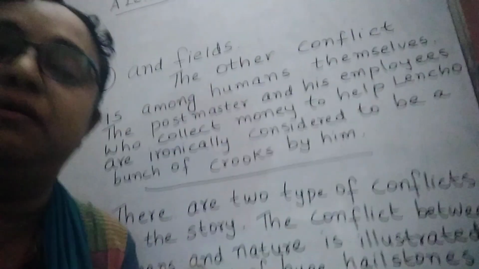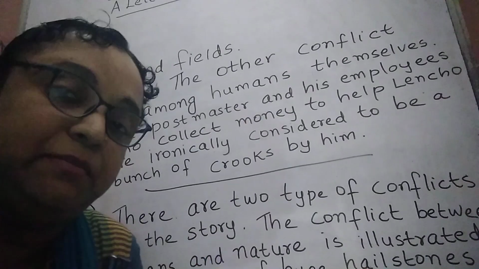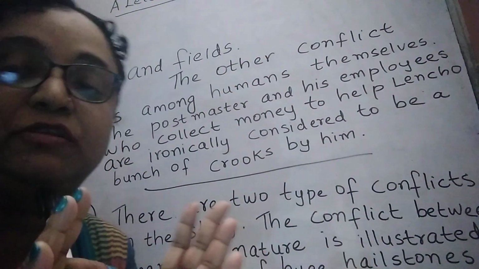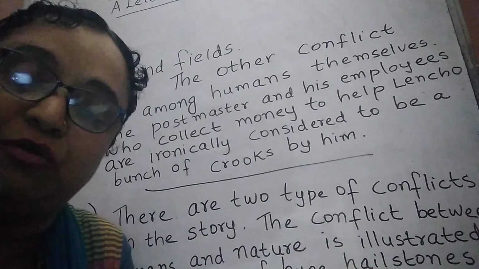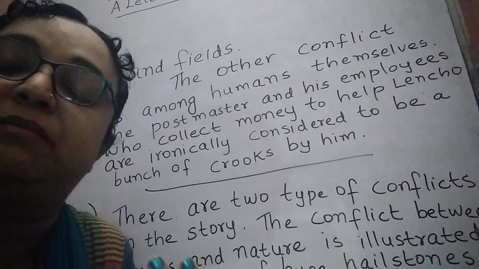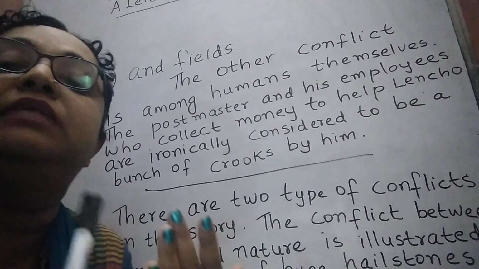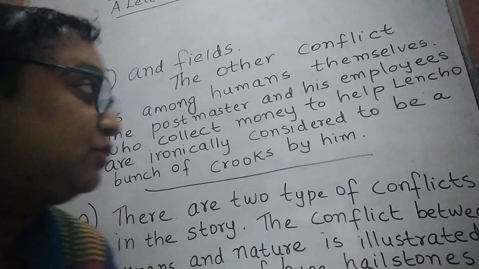That is, here we know that the postmaster and his employees are the people who send money to Lenjo, but Lenjo considers them as dishonest people. So here there is a conflict, isn't it? Although they are good people, Lenjo considers them as dishonest people. Although they helped Lenjo, they consider Lenjo as dishonest people. So here irony is also there, isn't it?